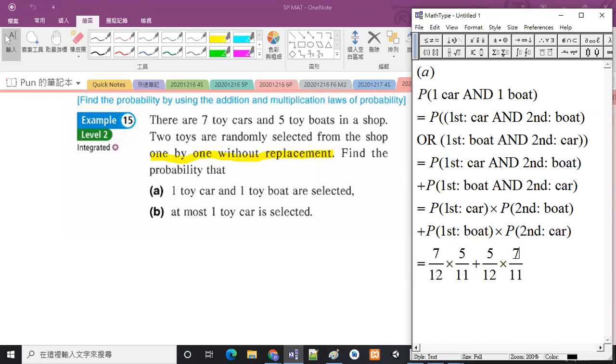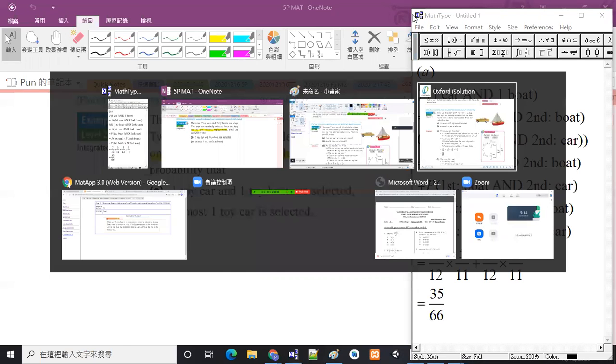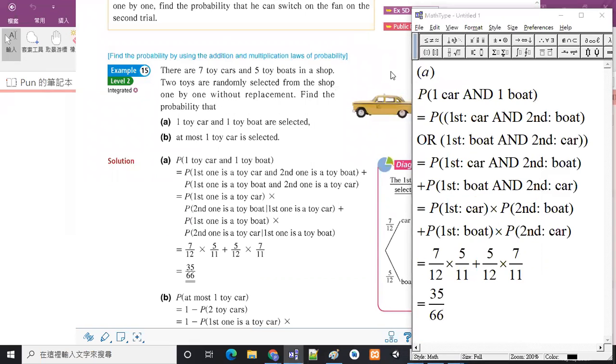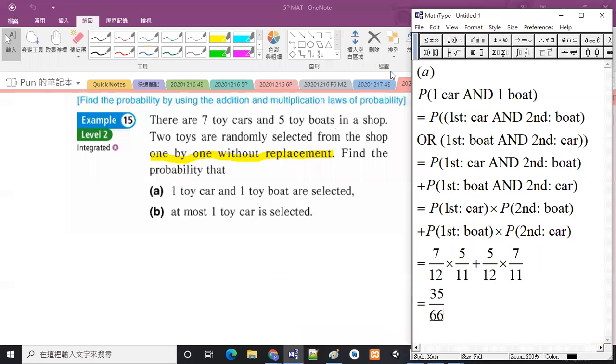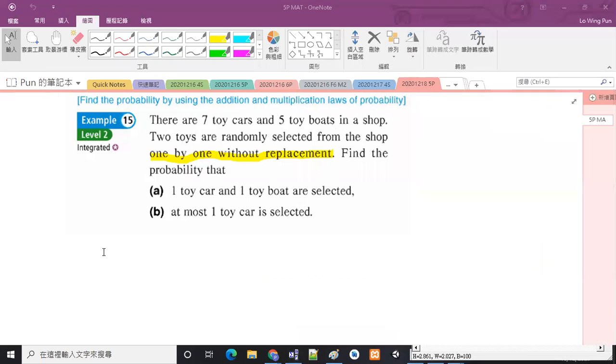Can you get this? So what is the final answer? That will be 35 over 66. Okay, am I correct? Yes. So let me paste it here.